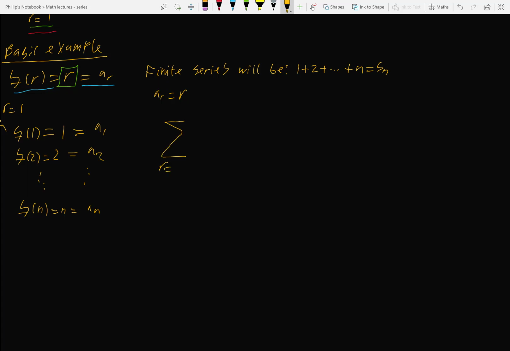We've got the sum from r equals 1 to n of a_r, which is equal to the sum from r equals 1 to n of r, because a_r in this case is just r. The function returns itself, so r, which is equal to 1 plus 2 all the way to n. Now let's set n to be something. So case where n is equal to 10.